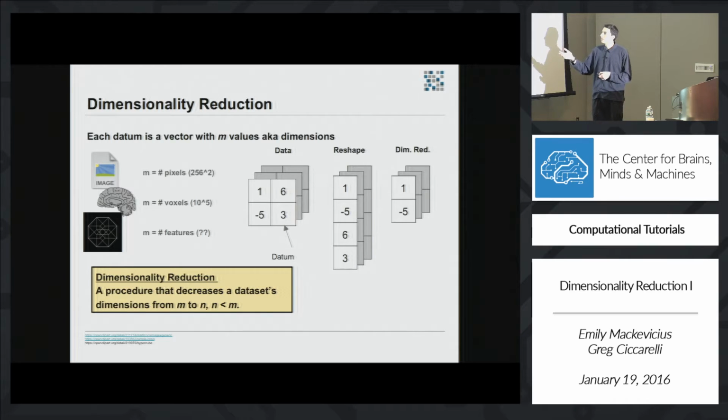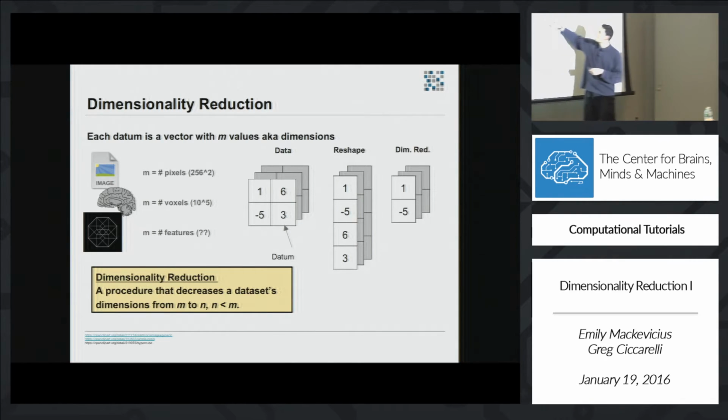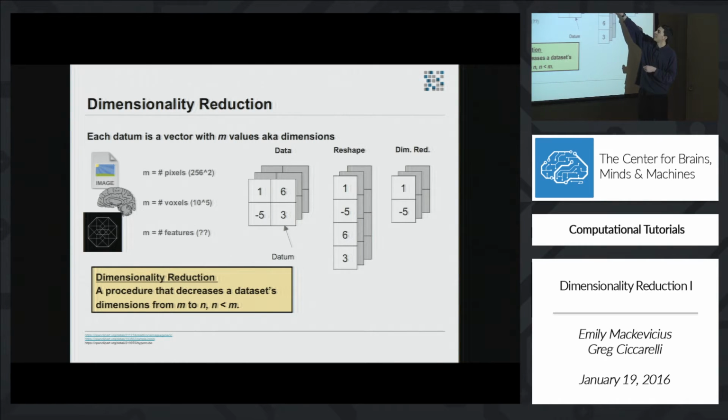So what can you do with all these things? Well, every number in that image or every number in that brain full of voxels you can think of as a dimension. So oftentimes the first step in doing dimensionality reduction is to unspool all those numbers into a nice long vector like you see here. So if you had an image that was 4 pixels and you had multiple images, you might take that first image and use Matlab to reshape it as a vector.